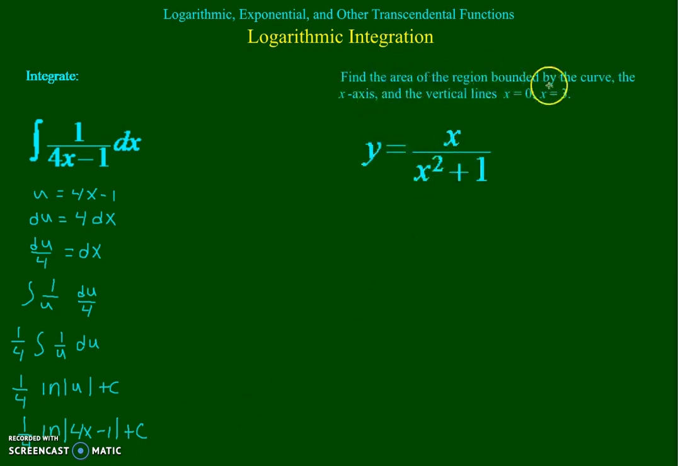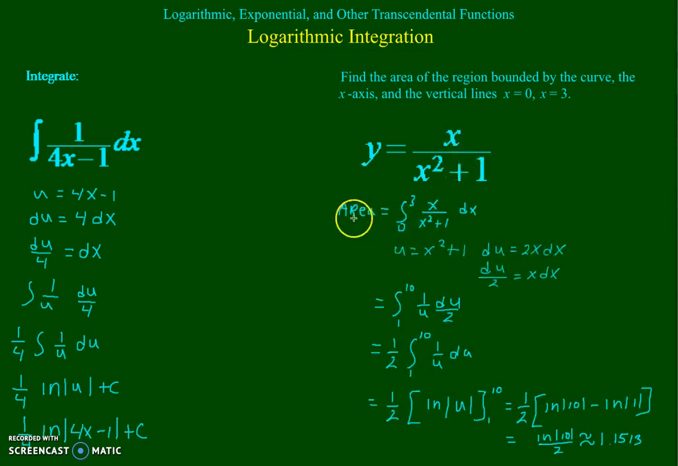In this example, we're looking for the area under this curve bounded by the x-axis and these vertical lines. So to start with, we're going to set up our integral, and this is going to be a definite integral in this case. The area equals the integral from 0 to 3 of x over x squared plus 1 dx. My u is going to be x squared plus 1, and the derivative of that, du, is 2x dx. We pull out the 2, so du over 2 is x dx.